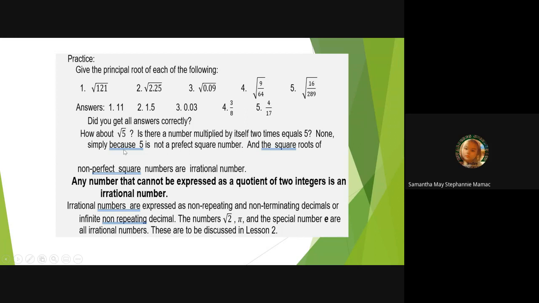Alright, so ipagpatuloy na rin. How about the square root of 5? Is there a number multiplied by itself 2 times that equals 5? None. Why? Because 2 times 2 is 4, 3 times 3 is 9. Wala po. So, simply because 5 is not a perfect square number. Ang tawag po natin doon ay not perfect square number. And the square roots of non-perfect square numbers are irrational. Irrational po sila.